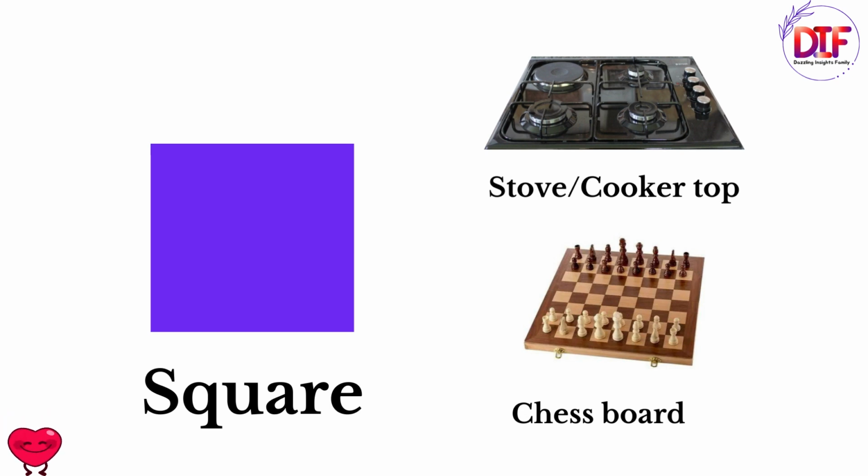And the next shape we have here is square. S-Q-U-A-R-E. Square. A very good example of this shape is your stove or cooker top. When you get into your kitchen, if you have the 4-burner type, you can see that the shape is square. And another good example of this shape is chessboard.